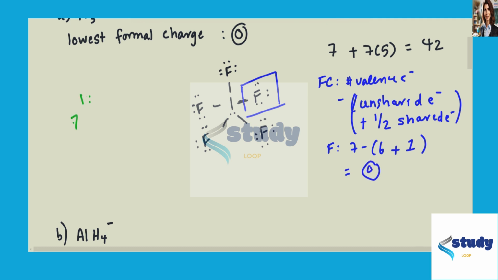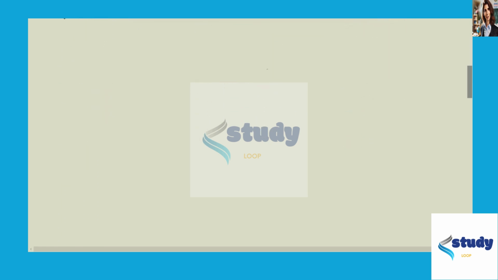So for iodine, we have also 7 valence electrons minus just the 2 unshared here, plus half of the shared electrons, which is just half of the electrons that are shared in these single bonds. So that's just the number of single bonds, just splitting those in 2. And that gives us 5 that are half of the shared. So that's 2 plus 5, 7. 7 minus 7 gives us 0 for iodine as well. So we now have formal charges of 0 for both iodine and fluorine, which tells us that we have our Lewis structure with the lowest formal charges here.